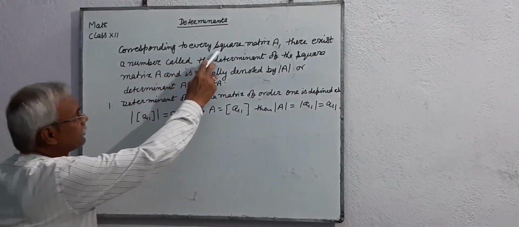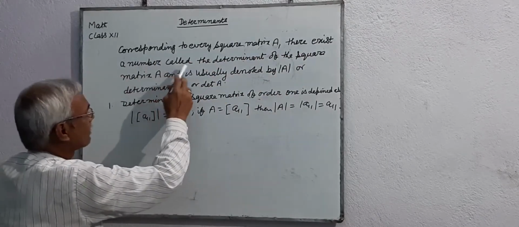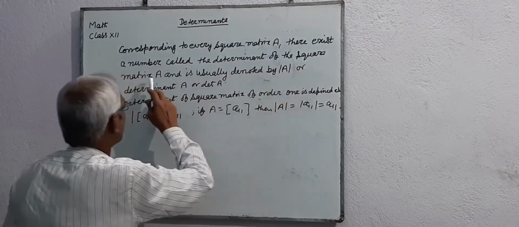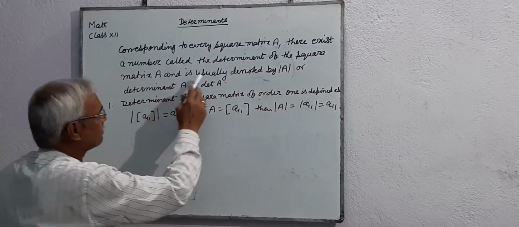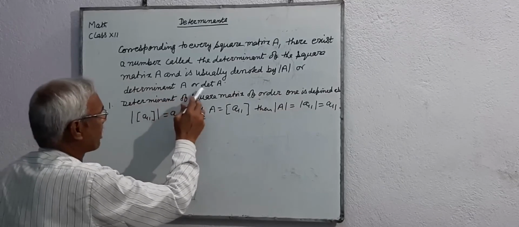Corresponding to every square matrix A, there exists a number called the determinant of the square matrix A, usually denoted by determinant A, or |A|, or det A.